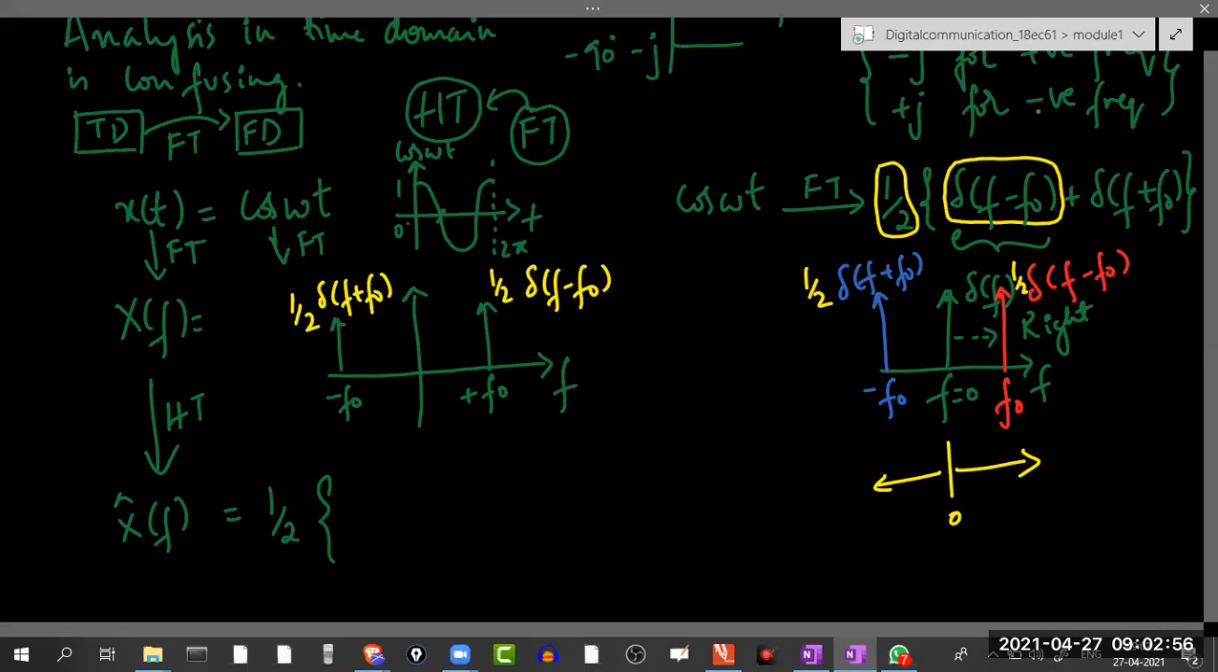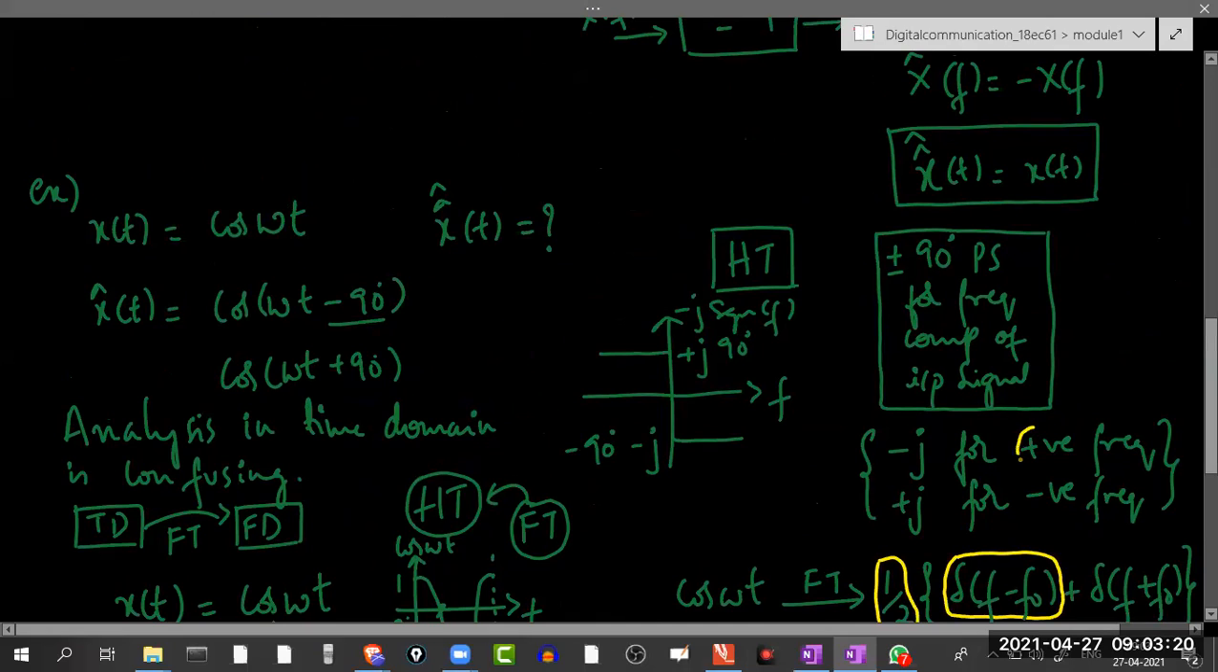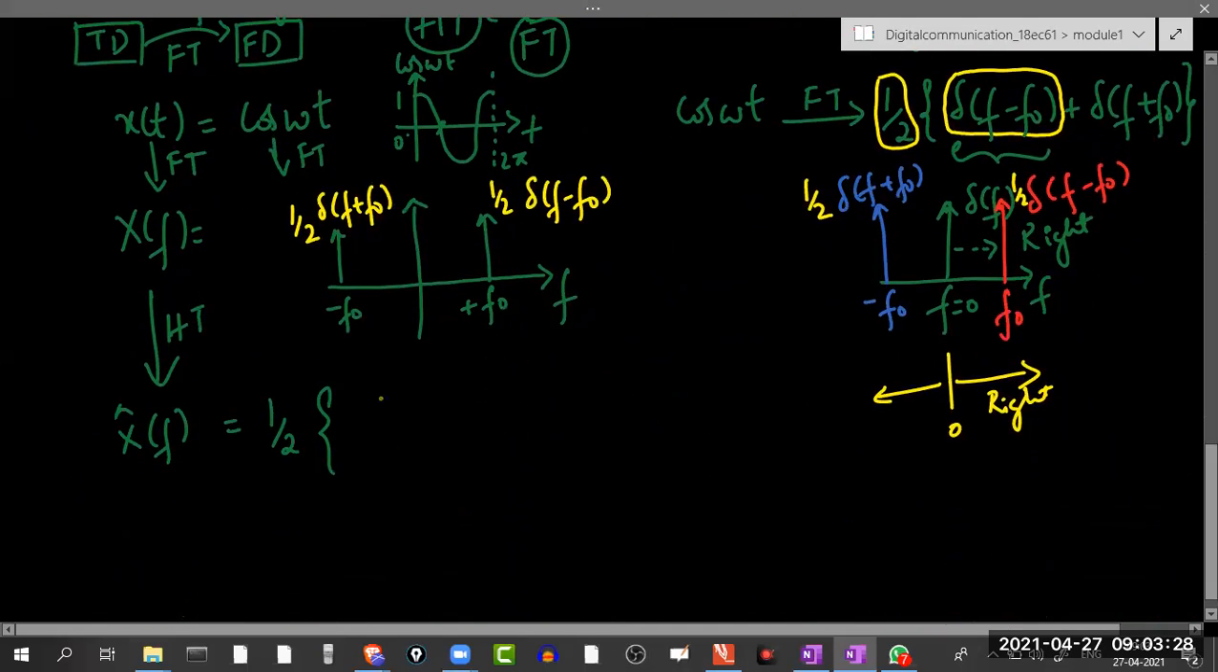Positive, yes, that's the right answer. So it belongs to the right, because while making this diagram, delta of f minus f naught, we had written it on the right side. This is a right translated signal. So this is positive frequency, and positive frequencies should be multiplied with what? For positive frequency, it gets multiplied by negative j. So let's bring in negative j along with it.